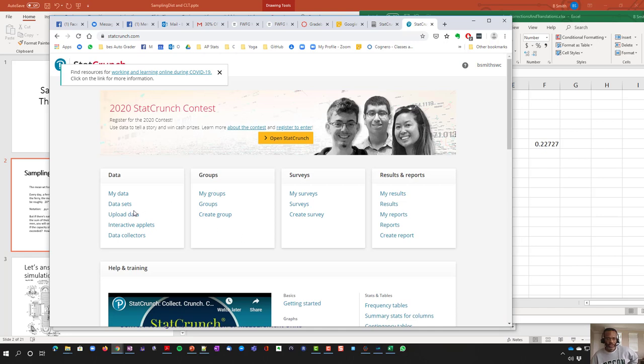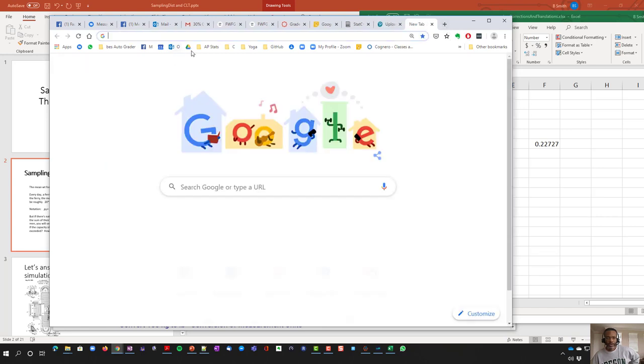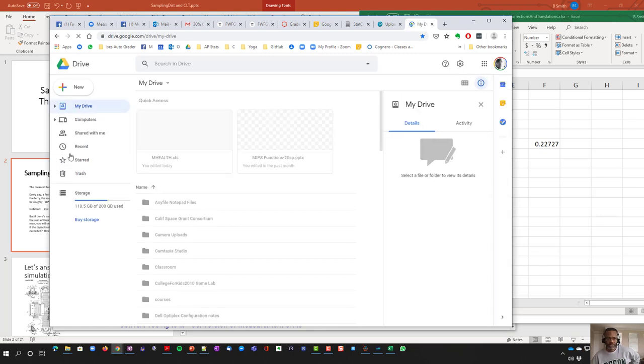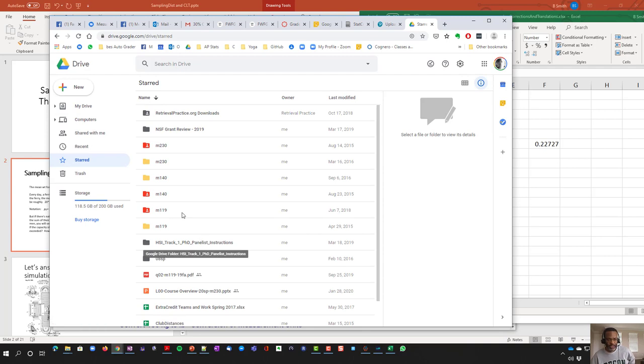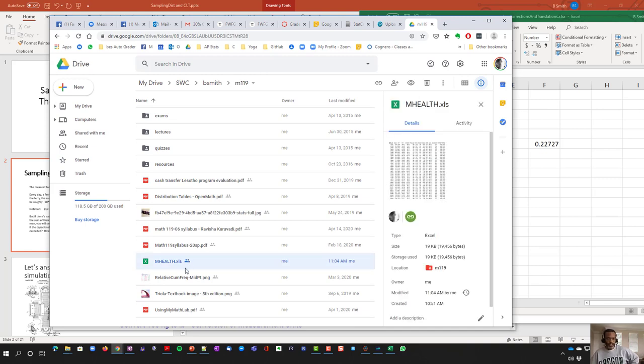Once you go here, I want you to upload some data. The data that I want you to upload, you probably don't see at this point. Meaning that the data that I want you to upload is going to come from Google Drive. So on our shared Google Drive, let's go here to Math 119. There's a link called mhealth.xls. So that stands for men's health.